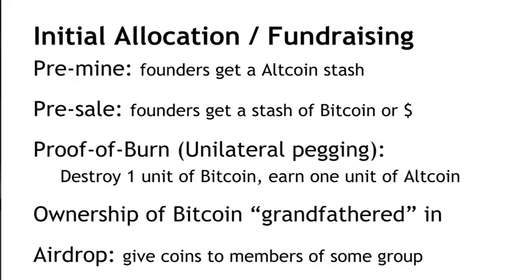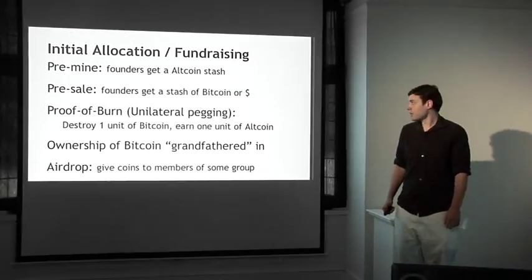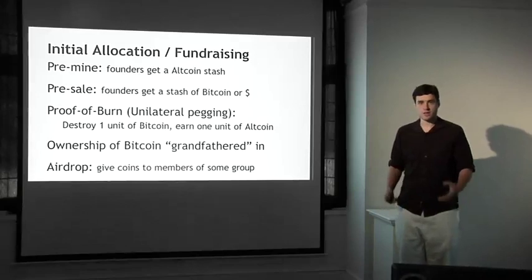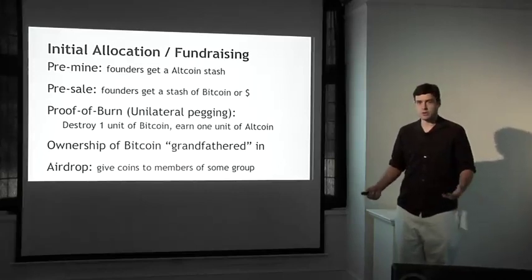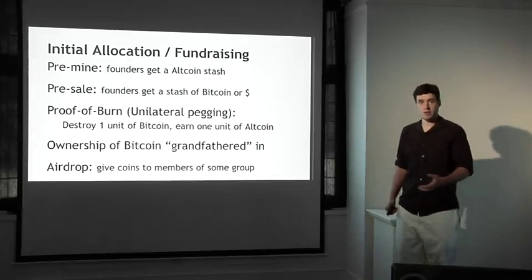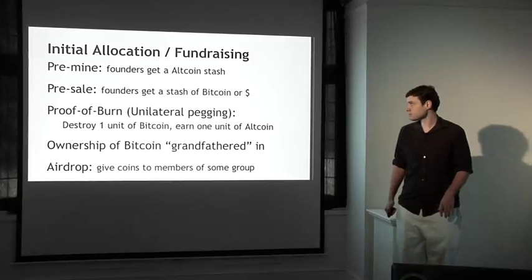pay developers, for example. Another way of allocating units of an altcoin initially is through a pre-sale. This is where the founders, instead of taking these units of currency for themselves, sell them to individuals for some other currency like Bitcoin or dollars or any other. Now, the people who buy those currencies are the initial holders of them. On the other hand, the founders get this revenue of ordinary money or Bitcoins, which they can also use to, for example, pay developers to build the currency.